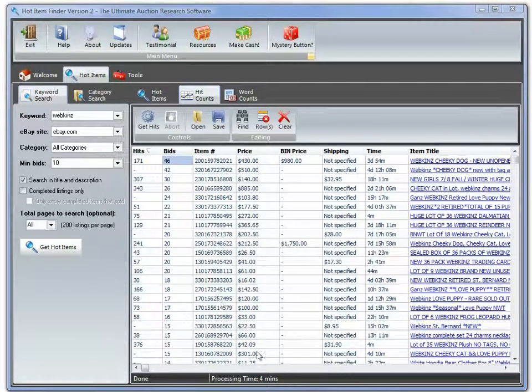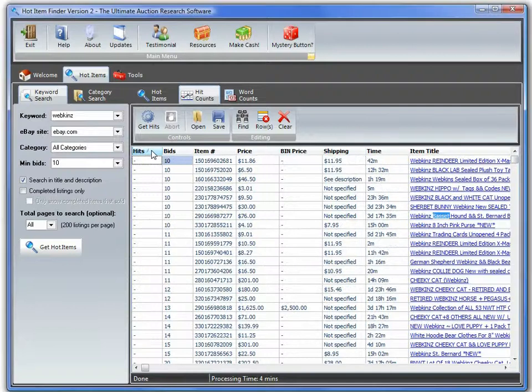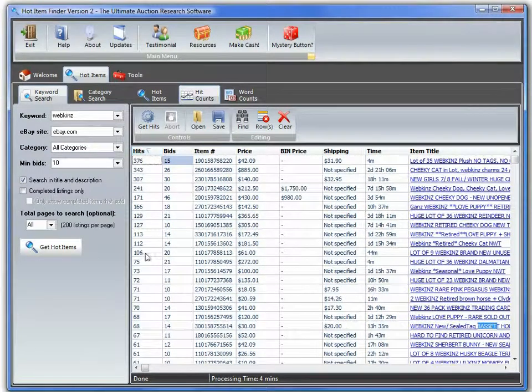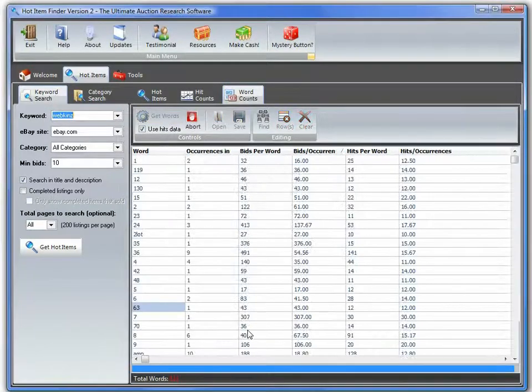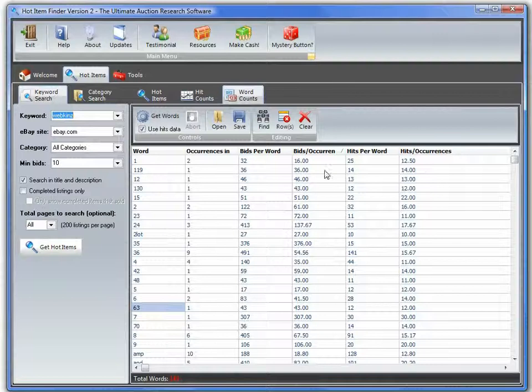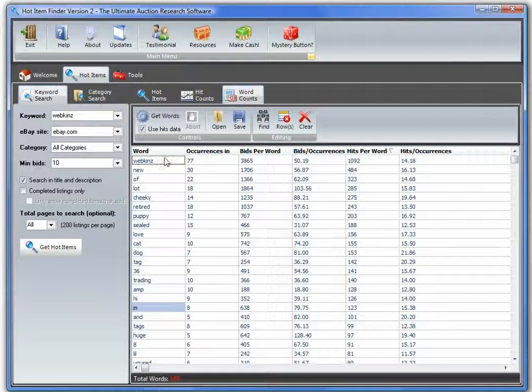Looks like it took about 4 minutes to completely get all the hits there. It's a little bit slower right now, but that's okay. So what we do now is we go back over to the word count and let's use the hits data. It's the same words, but now it's added two more columns, hits per word and hits divided by occurrences. So now you can do the same analysis using the hits the same way as we did with the bids. We can see that Webkinz again got the most hits, but occurred 77 times.